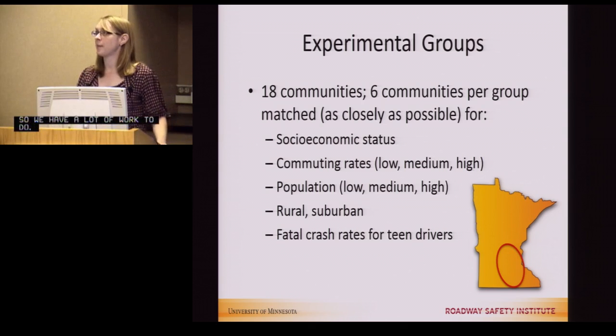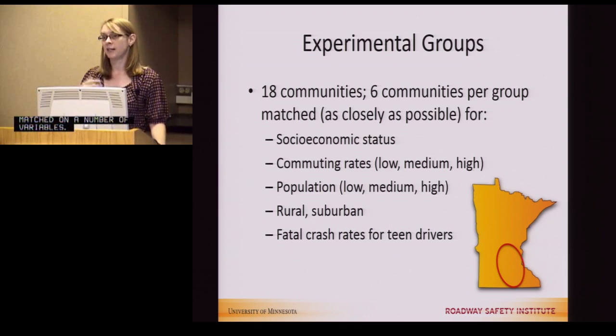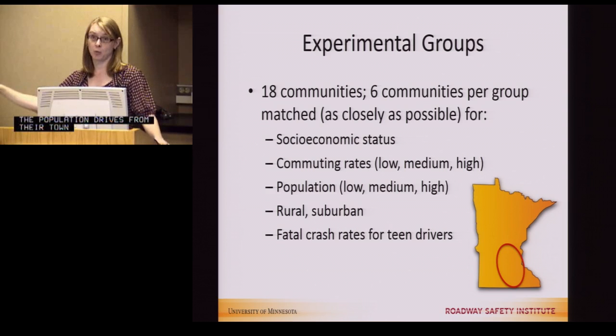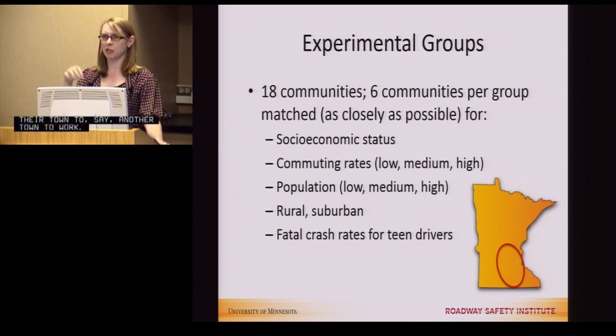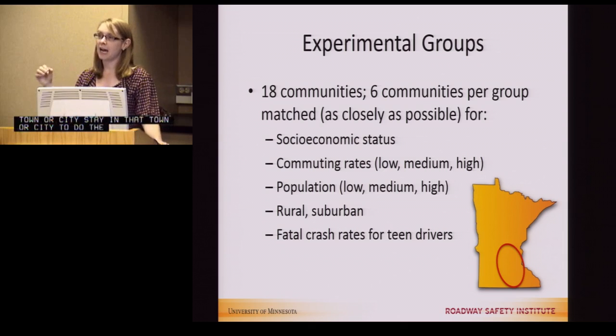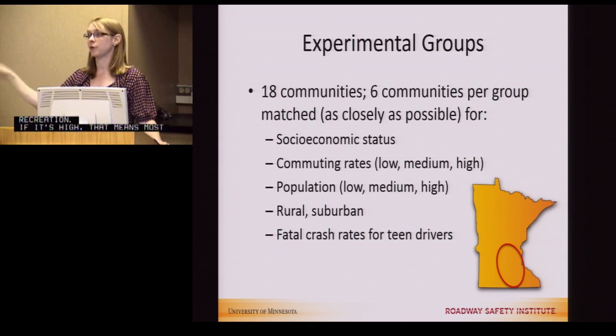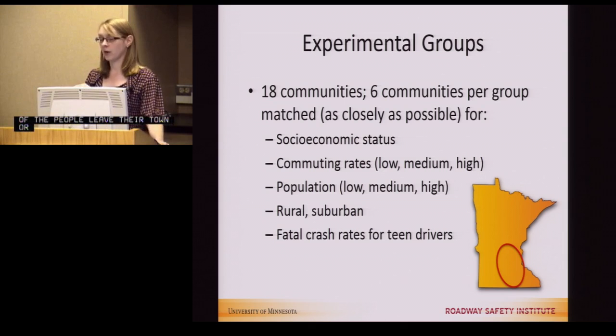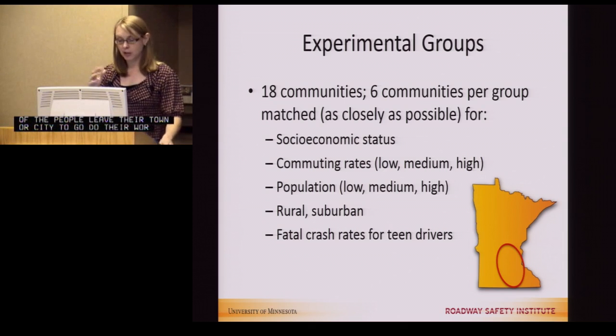So each of our 3 experimental groups had 6 subgroups in it that were matched on a number of variables. So socioeconomic status, commuting rates, which are low, medium, high. Commuting rate means just how frequently the population drives from their town to, say, another town to work. If it's low, that means that most of the people in that town or city stay in that town or city to do their work and recreation. If it's high, that means most of the people leave their town or city to go do their work and recreational activities. Population, low, medium, high.